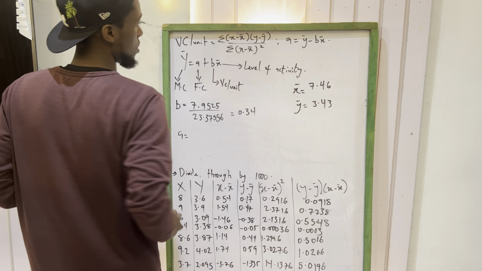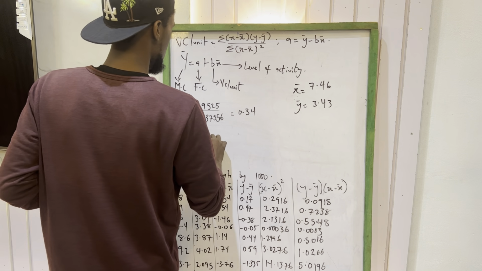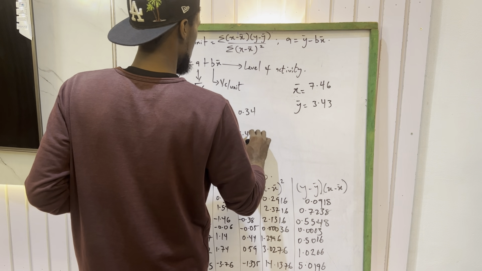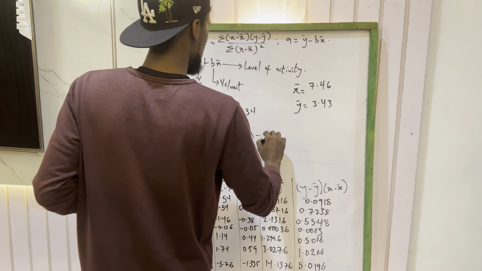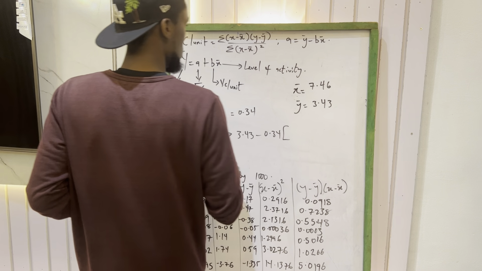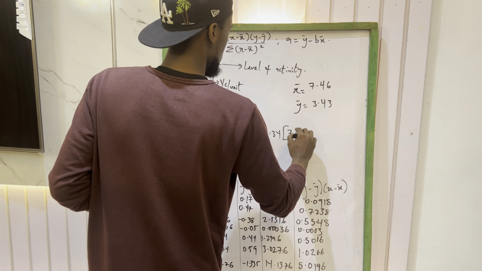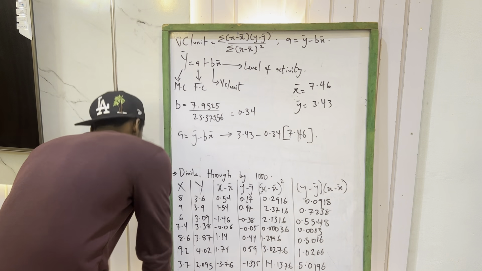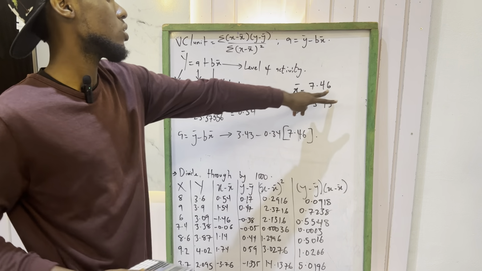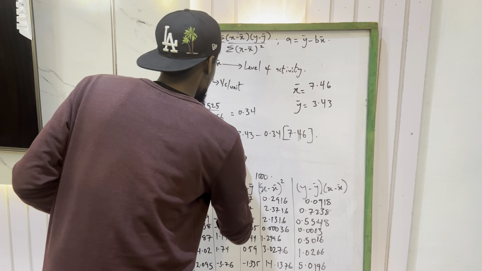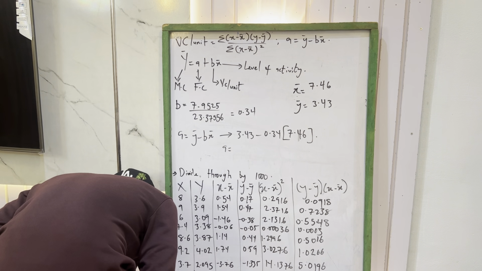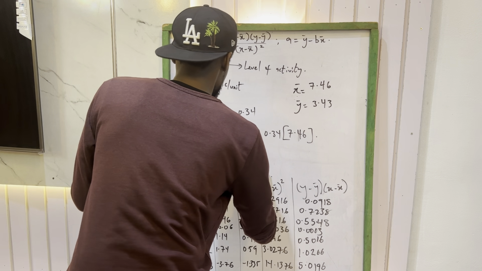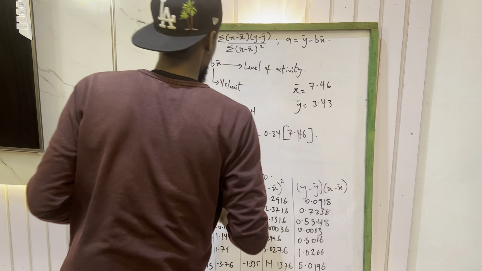Now a is suggestive of what? y prime minus bx prime, which is going to be y prime, 3.43, minus b, 0.34, into bracket 7.46. Let me work this out because they did not reduce down to 2 decimal places. So a is equal to, they got 0.892. So 0.89. Let's stop at 0.89.